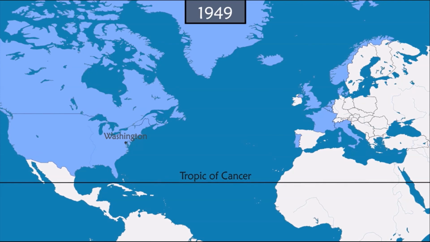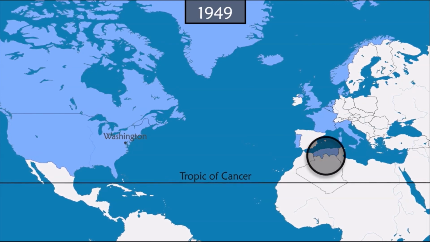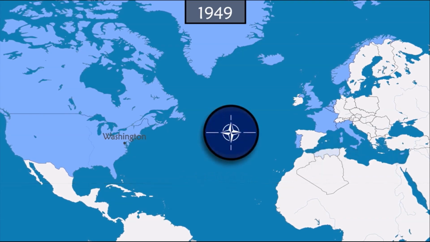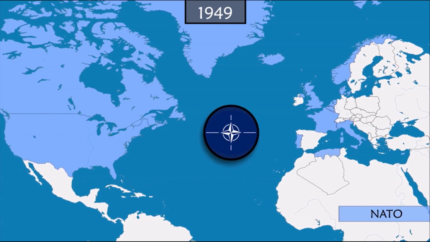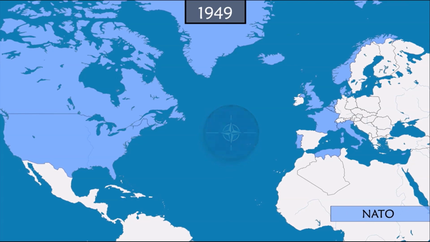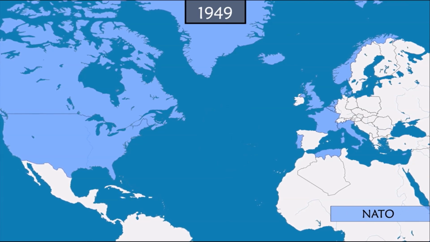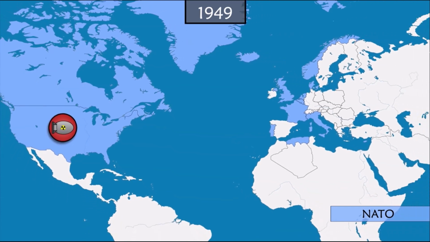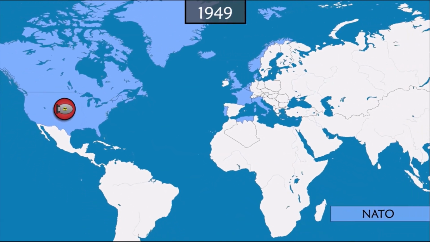The territories of the signatory countries north of the Tropic of Cancer are affected, including the departments of French Algeria, and Cyprus and Malta, which are British colonies. The North Atlantic Treaty Organization, or NATO, is thus created. Western Europe is now officially under the protection of the United States, which is the only nuclear power.